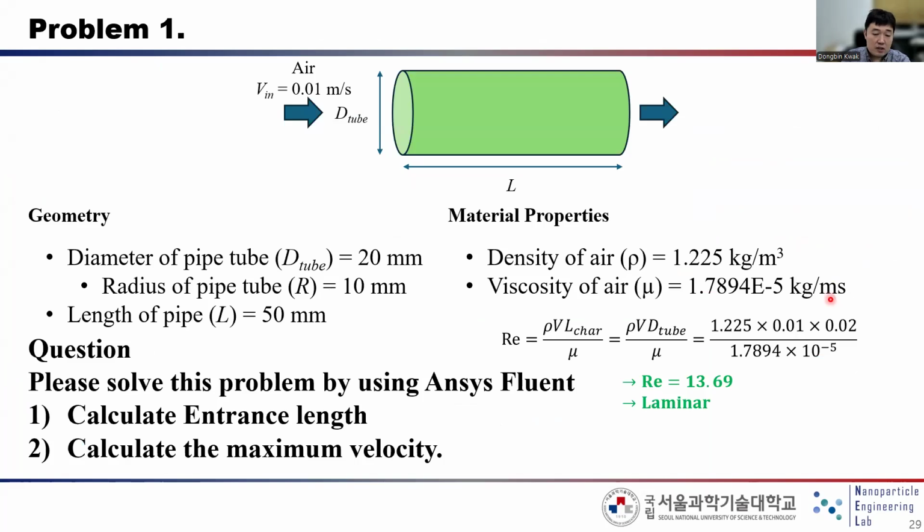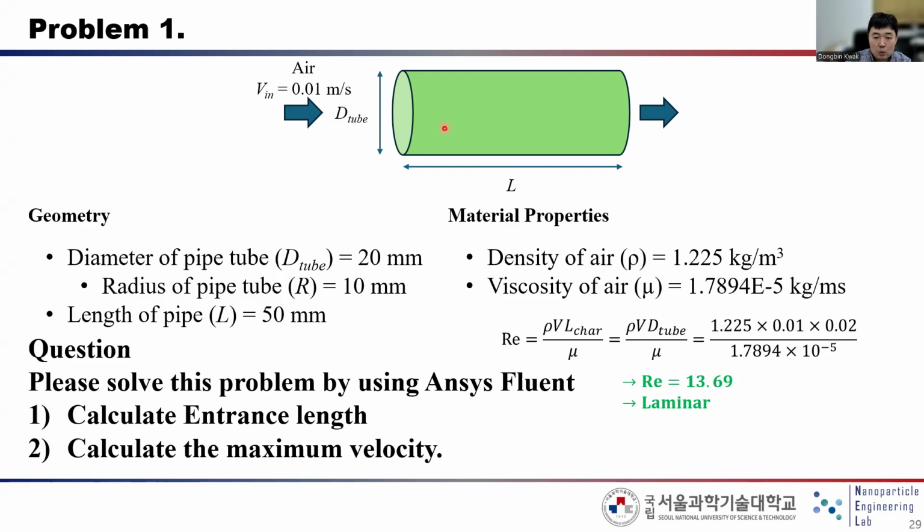So let's talk about the practical problem. Let's solve this problem together. Our geometry is a pipe with a diameter of 20 millimeters, so the radius of the pipe tube is 10 millimeters, half of the tube diameter, right? We also assume that the length of the pipe is 50 millimeters.